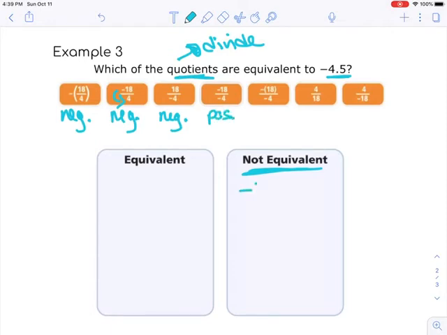So in this case, we know right off the bat, this one is not going to be equivalent because our answer here, like I said, is going to be negative. So this one's not equivalent. All right, next one, number 5, is it? Negative 18 divided by negative 4. Negative divided by negative makes a positive. So again, process of elimination, this one is not equivalent.